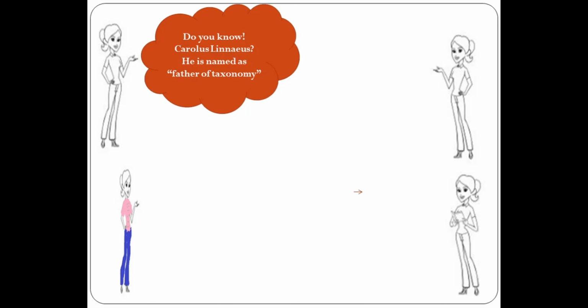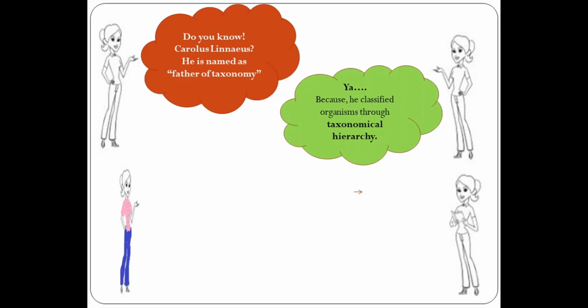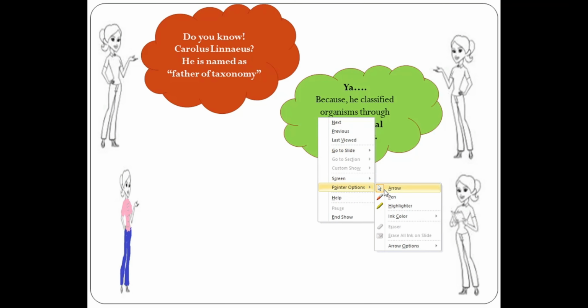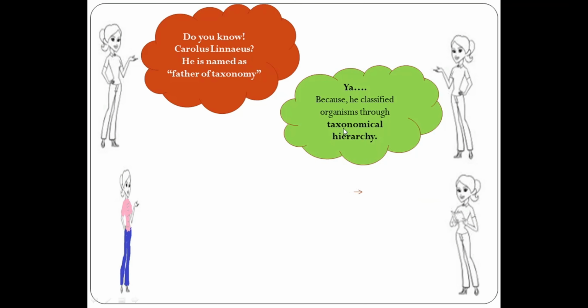He has developed the two kingdom classification system and is also called the father of taxonomy. Why is he called the father of taxonomy? Because he is the one who has used the taxonomical hierarchy. So what is taxonomical hierarchy? It's nothing but a placed or sequential group of taxons.